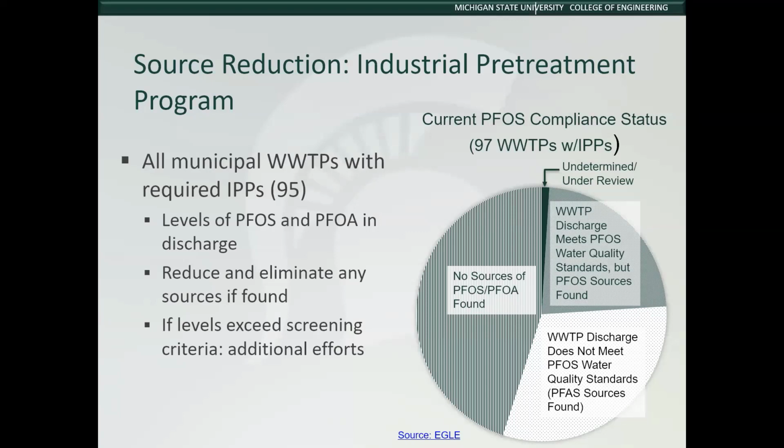Roughly 45% of wastewater treatment plants in Michigan were found not to have sources of PFOS or PFOA. Roughly 45% were found to include such sources. About a quarter of the wastewater treatment plants were found to meet water quality standards, whereas about a third, 31%, did not meet the water quality standards and require additional efforts.